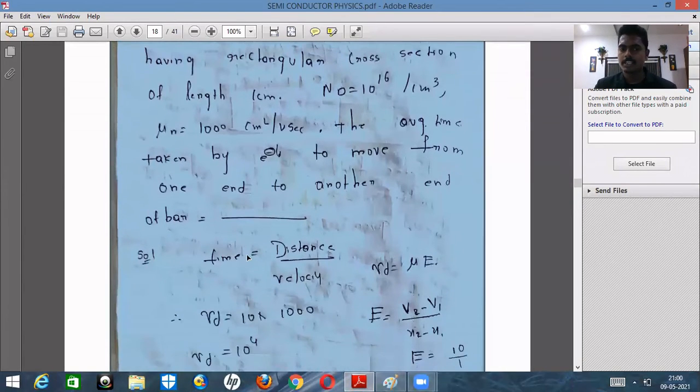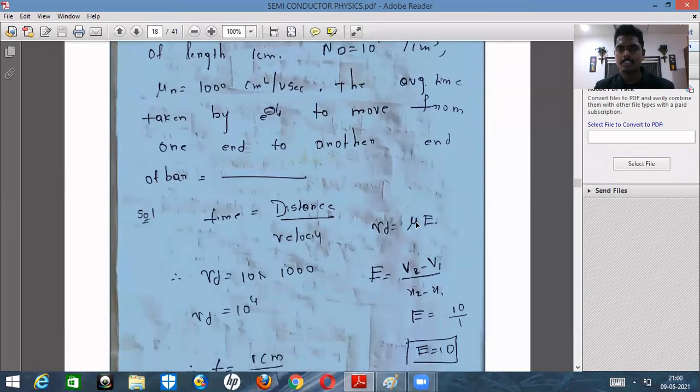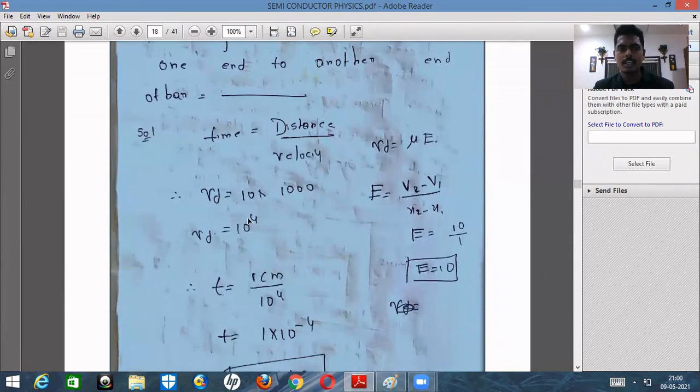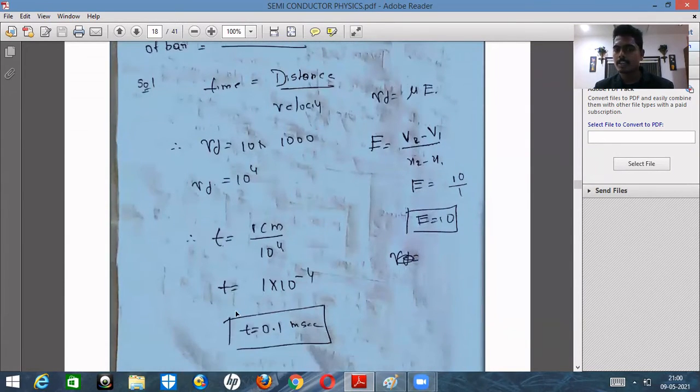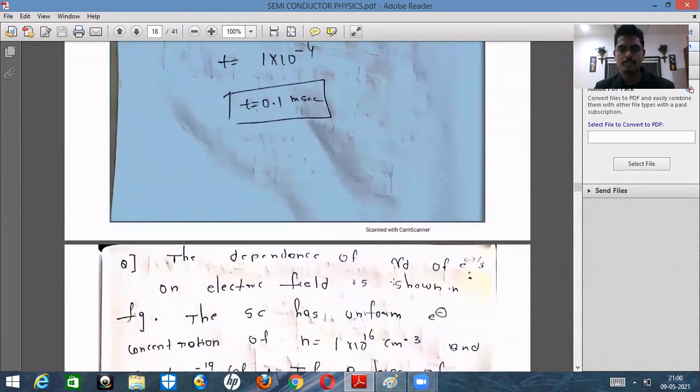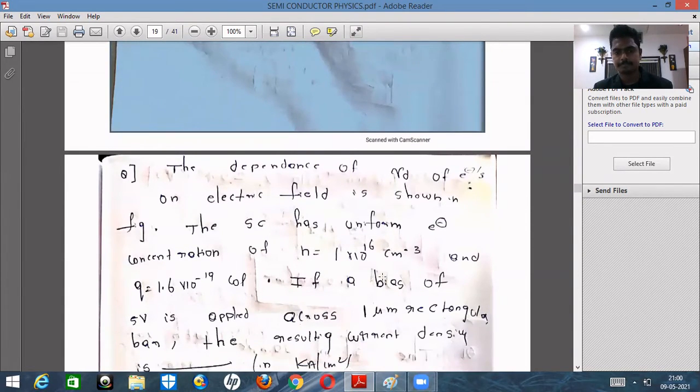Here we can see the time is equal to distance upon velocity. Velocity is nothing but drift velocity, and we can find E, and depending upon that, if you substitute, you will easily get the value of time. Okay, so we'll move on to the next problem.